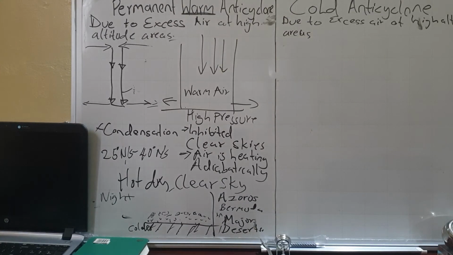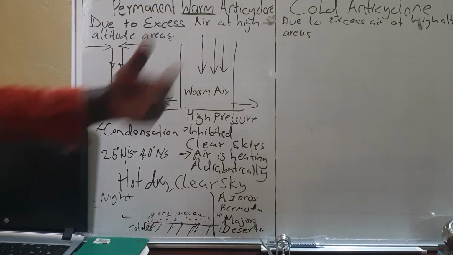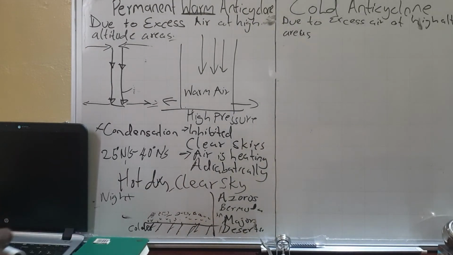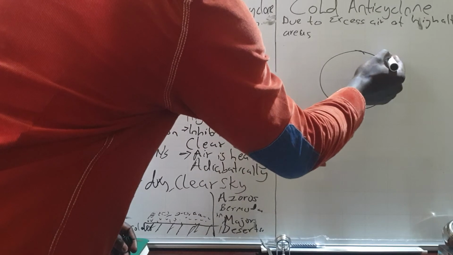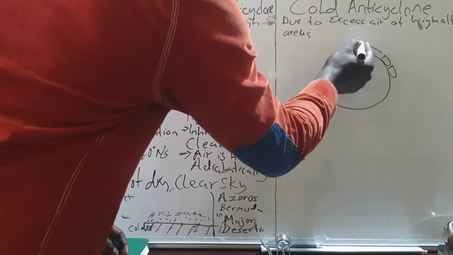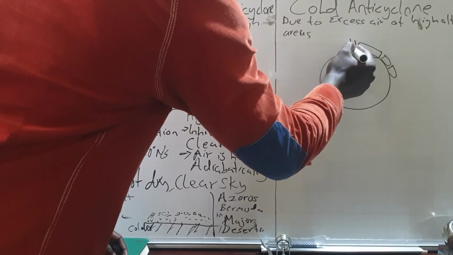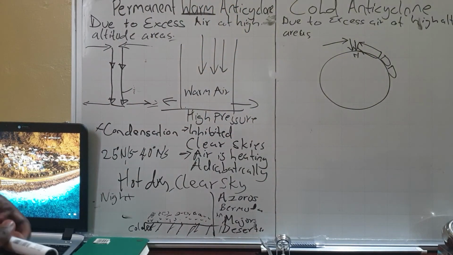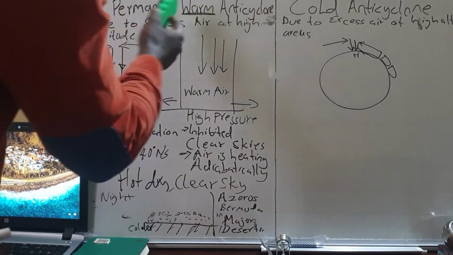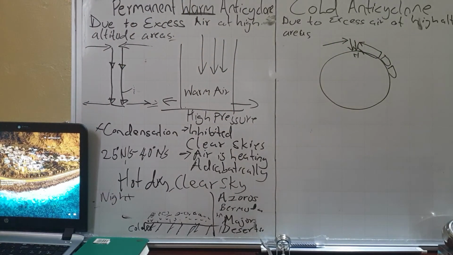So on the cold anticyclone, it's the same as this one. It's due to excess air at high altitudes, because you remember we had two high pressure areas on the global atmospheric circulation. We had the Ferrel cell, the Hadley cell, and then this other one that came all the way to the north. So here we had a high pressure zone. So why didn't we consider this as a permanent warm anticyclone? Because it is not a warm one, it's a cold one, because it's at the pole.